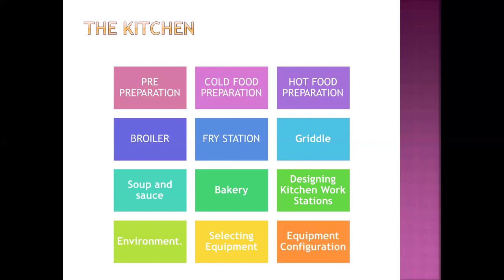For equipment configuration, within each work area of the kitchen, we have again the pre-preparation, cold food, hot food, and bakery. So equipment is laid out in 1-5 configurations. It's either straight line, L-shape, parallel back-to-back, or parallel face-to-face. So the use of particular layout will depend on the specific situation, as each layout has inherent advantages and disadvantages.